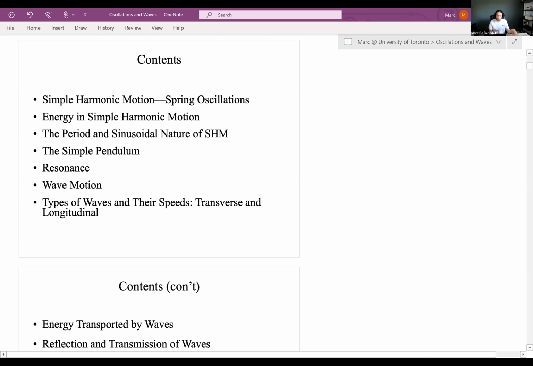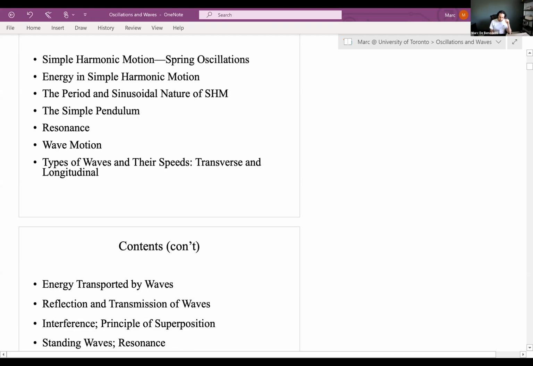Like we all know a spring, Hooke's law, F equals kx. So that's mostly why we use springs. They're just simple and easy to understand. The period of oscillations we're going to talk about as well. We're going to move into pendulums and then wave motion. So we'll see how far we get.